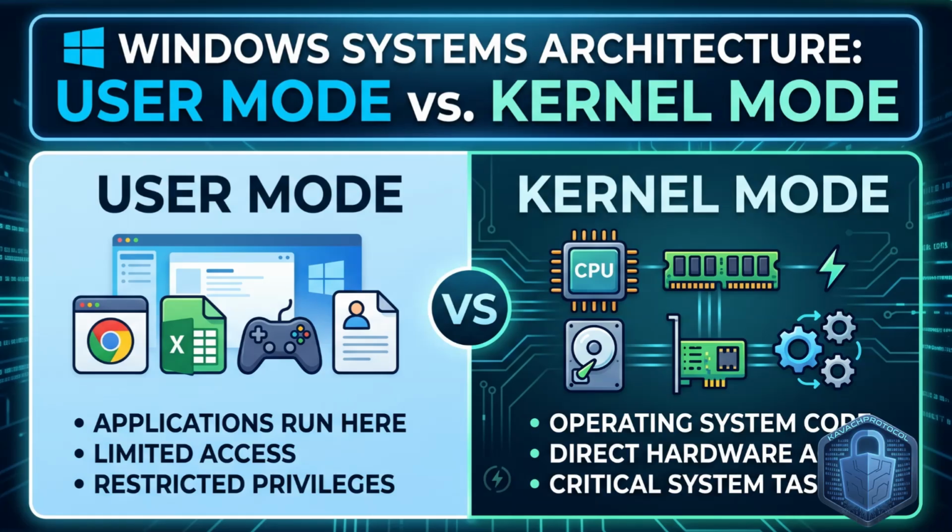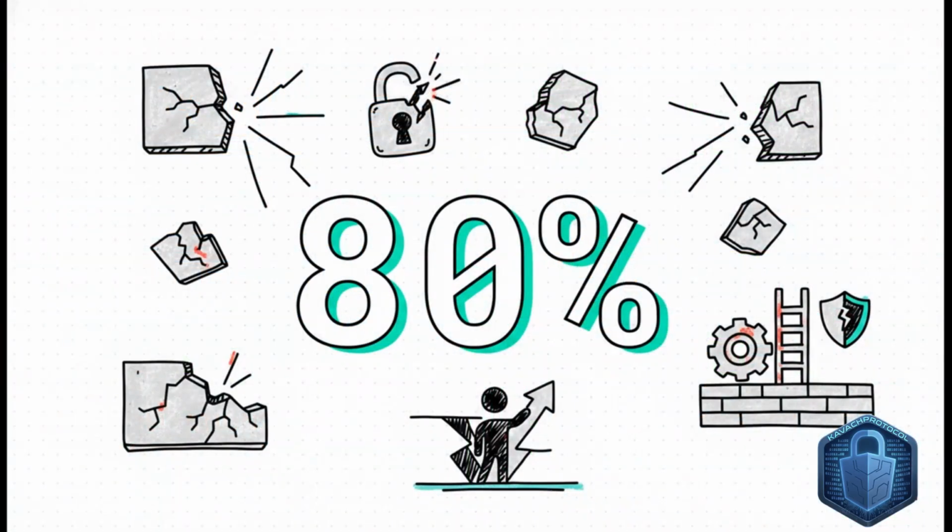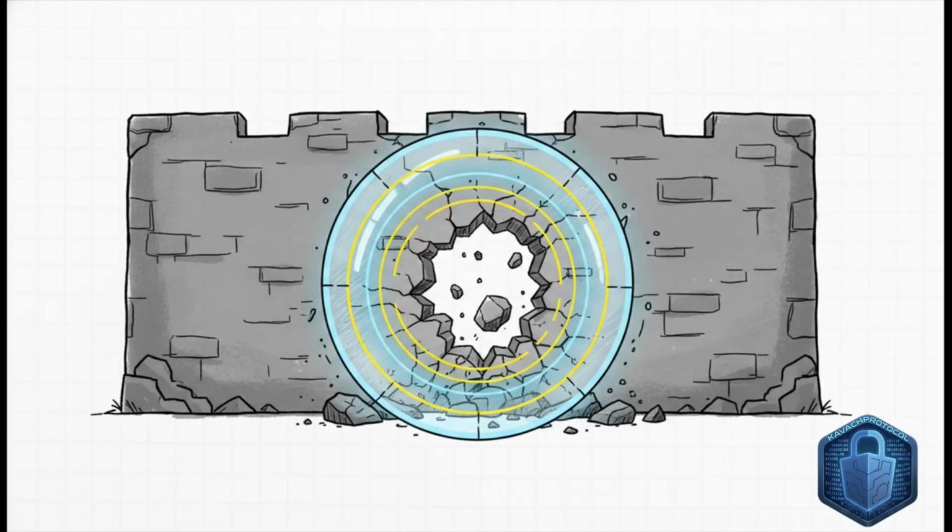What if I told you that 80% of successful breaches happen, well, not because of some incredibly complex, mind-bending zero-day exploit, but because attackers just exploit fundamental OS-level vulnerabilities? It literally all comes down to a concept called privilege escalation. They find a tiny crack in the foundation, and they pry it wide open.